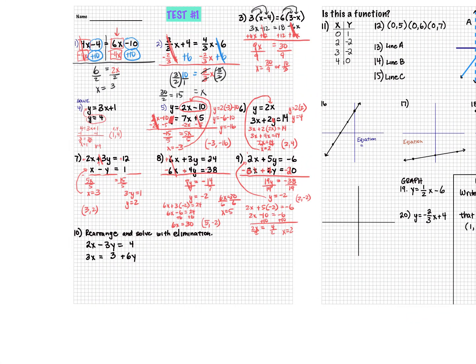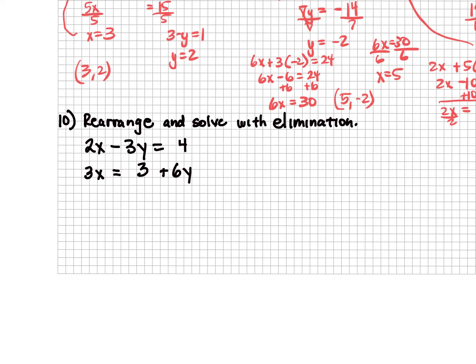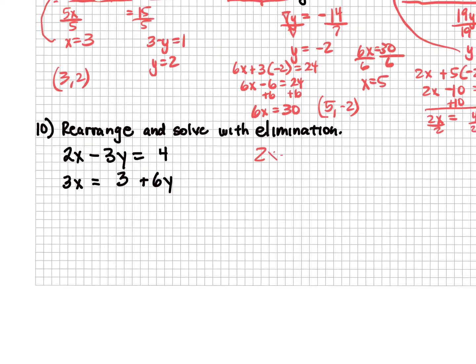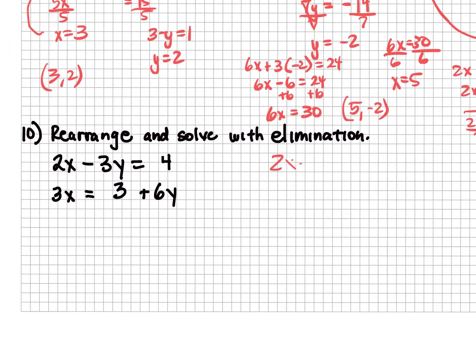All right, last problem on the front. It's a rearrange and solve with elimination. Okay, so I have the top equation, which is 2x minus 3y equals 4. Okay, great. Now, the top equation is in x, y equals number form, but the bottom equation is in x equals number y.